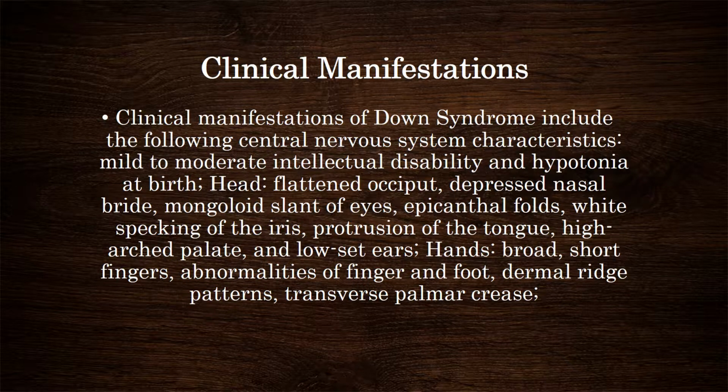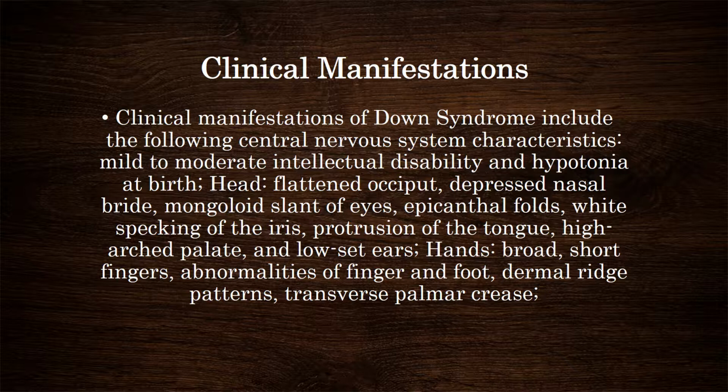These are some of the clinical manifestations of Down syndrome. With the central nervous system, mild to moderate intellectual disability and hypotonia at birth. Head is flattened, occipital, depressed nasal bridge, mongoloid slant of eyes, epicanthal folds, white specking of the iris, protrusion of the tongue, high arched palate, and low set ears. With the hands, you'll see broad, short fingers, abnormalities of the finger and foot, dermal ridge patterns, transverse palmar crease.